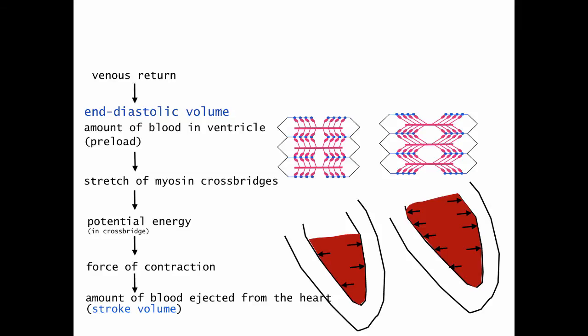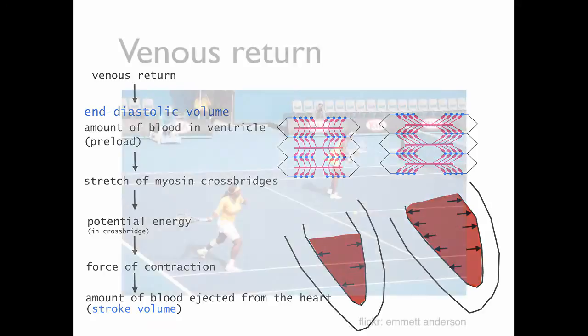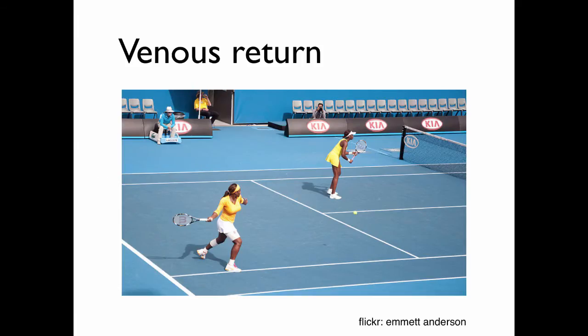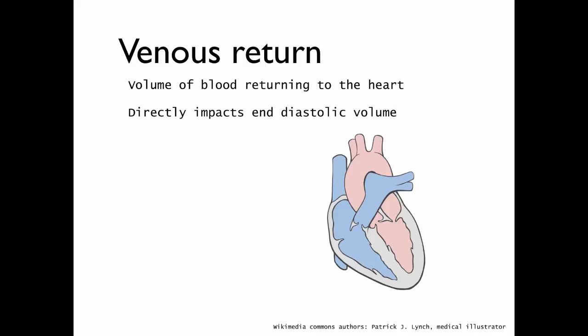So let's add one more factor into this. You'll often hear the term venous return, and this is going to affect the end diastolic volume. So let's take a closer look at what venous return is. Some of you may think when I say venous return, I'm referring to the famous tennis player returning a serve. This is not what I'm referring to. What we're talking about with venous return is the volume of blood returning to the heart.